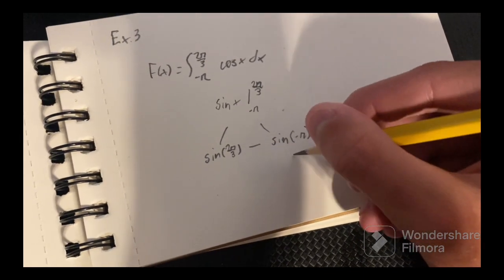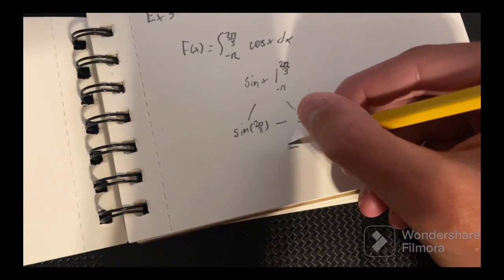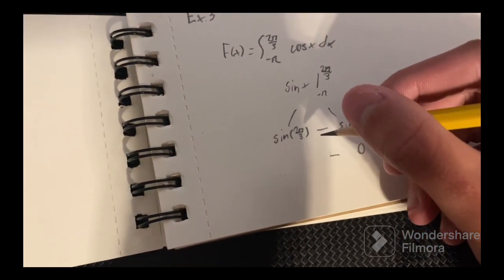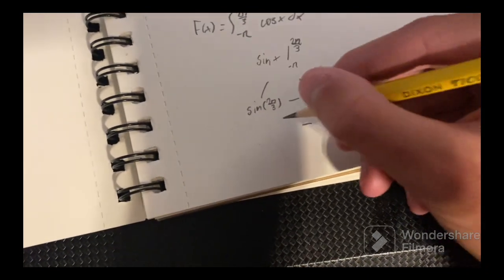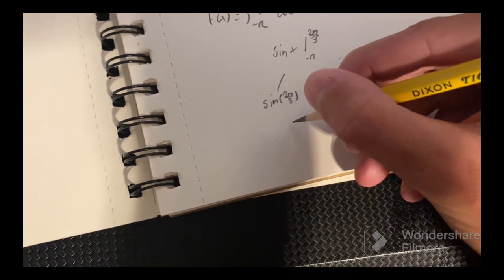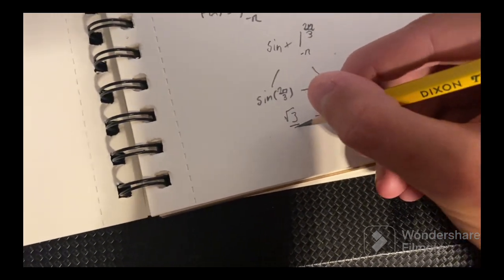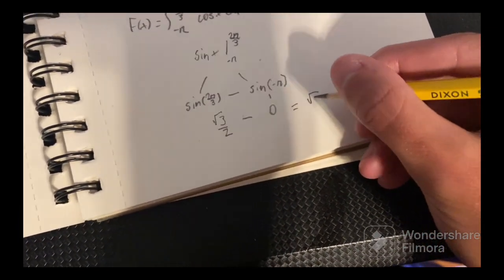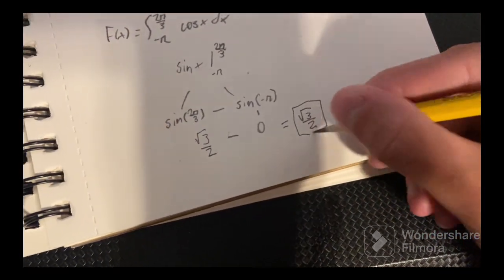Sine of -pi is 0, so whatever we get here hopefully will be the answer. Whatever you run yours through, you run it through the pi circle, which I did for this. This will be root 3 over 2. We subtract that from 0. Our answer here will be root 3 over 2. And that is our answer, root 3 over 2.